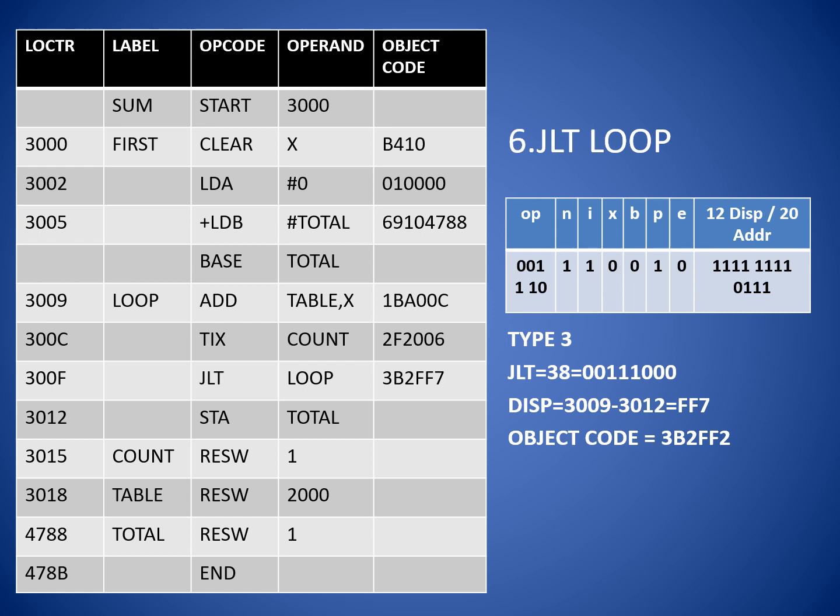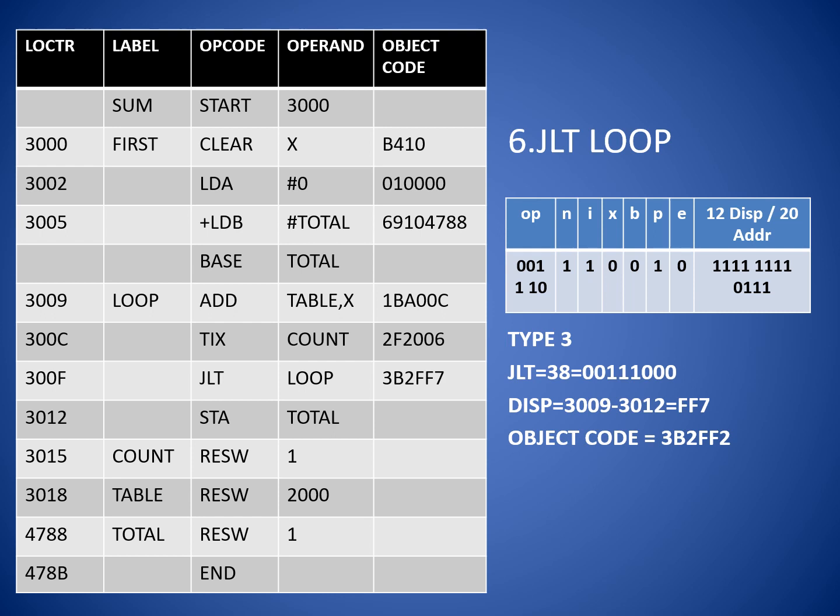Sixth instruction is JLT loop. It belongs to type 3 format. The opcode given for JLT is 38. That is represented as 00111100 in binary. Since it is neither immediate nor indirect addressing mode, N and I are set to 1, and we need to decide whether it is base addressing mode or program counter relative addressing mode.